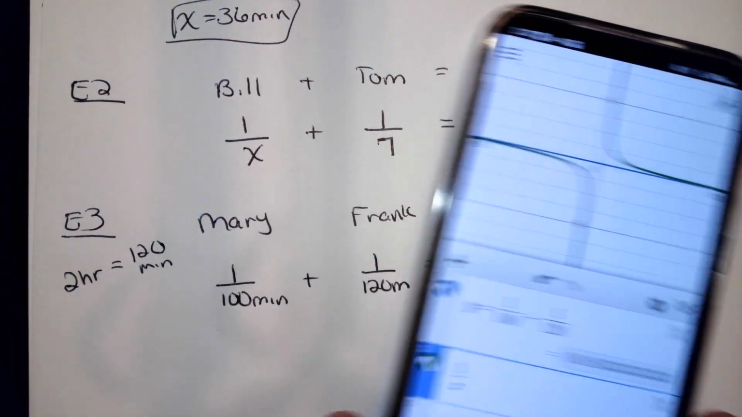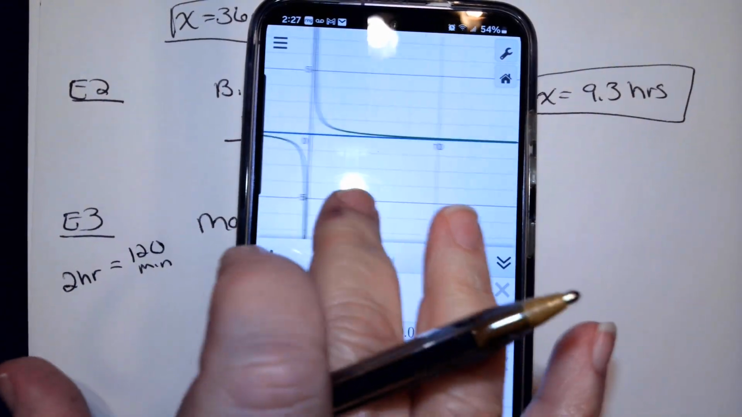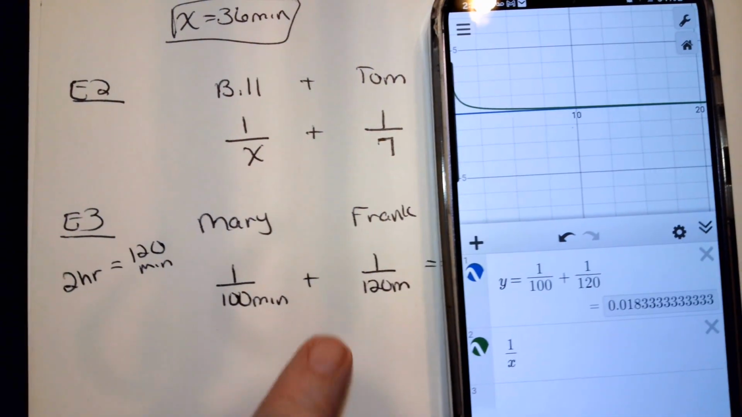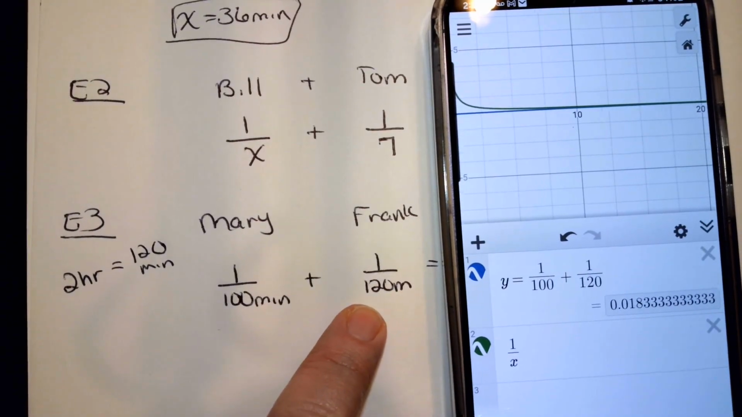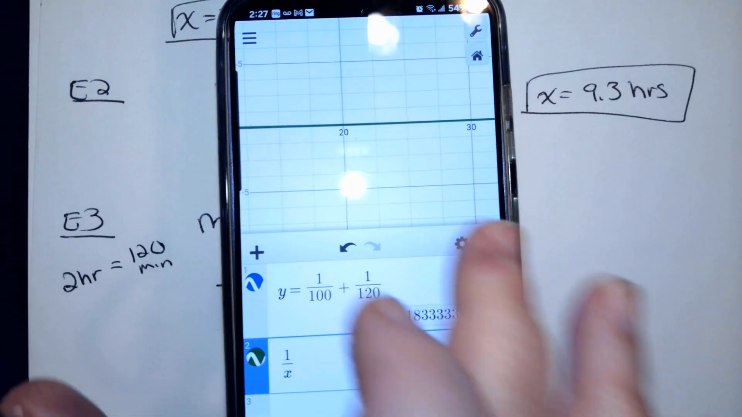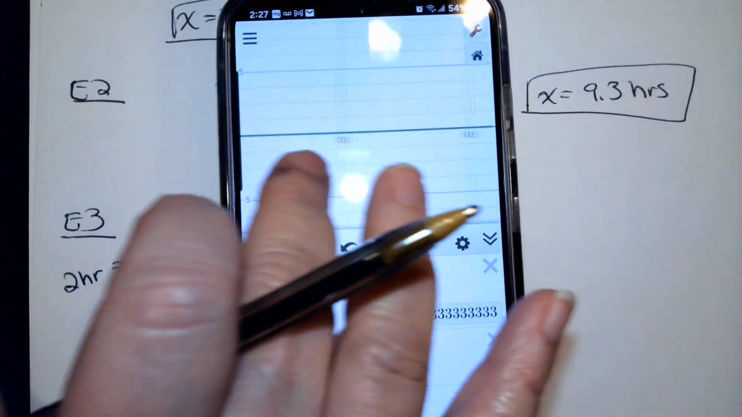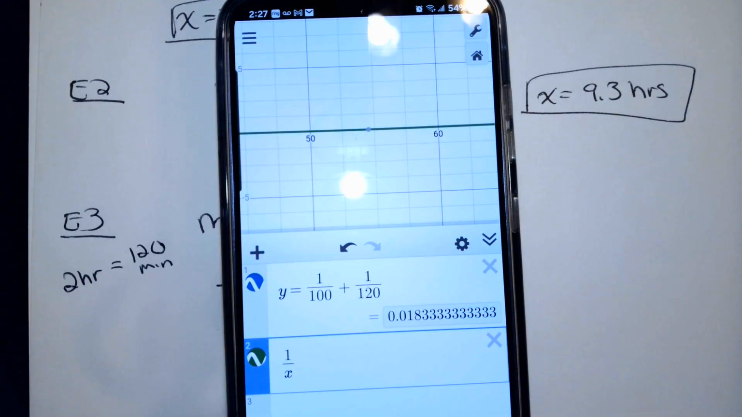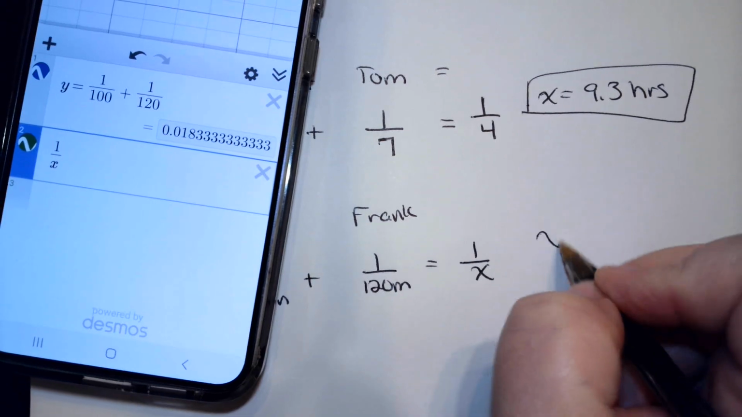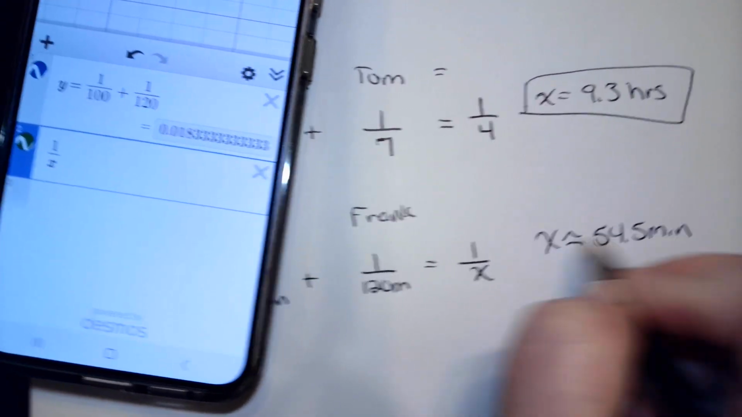All right. Again, I'm not going to worry about the negative side of the axis because we can't have negative time. The biggest number is 120, so it shouldn't be more than 120 minutes. I'm just going to cursor to the right and keep tapping my lines until I see that gray dot pop up. And right there we've got it. It's going to take about 54.5 minutes. So here x is approximately 54.5 minutes.